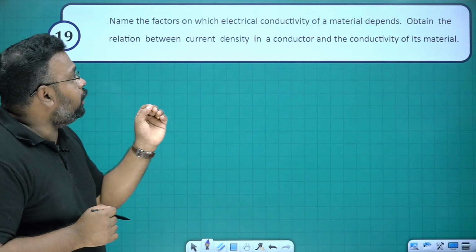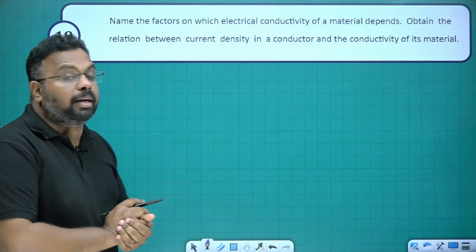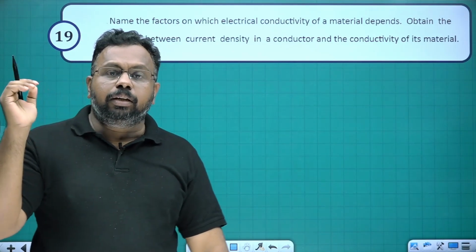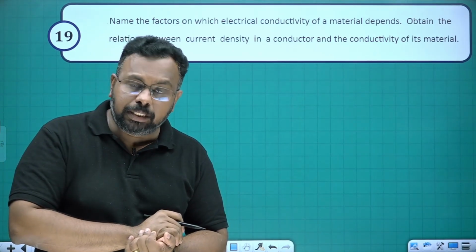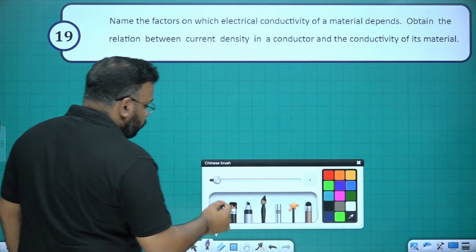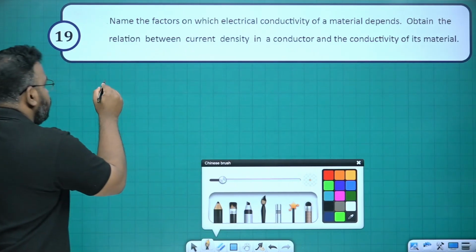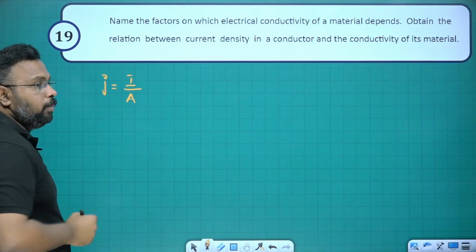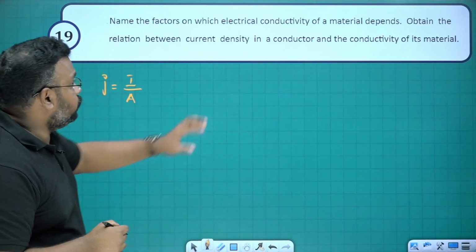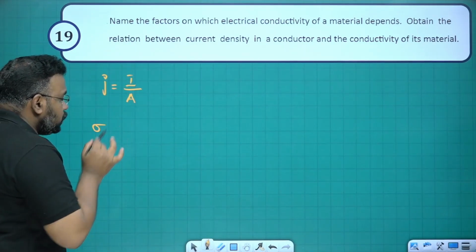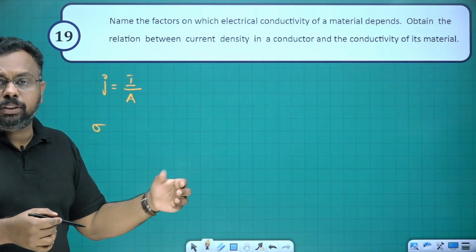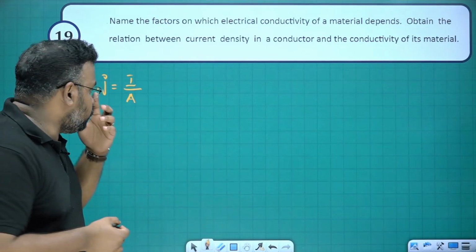Obtain the relation between current density in a conductor and the conductivity of its material. Current density, what is current density? Current per unit area, isn't it? Current density is represented by the letter J. J equal to I by A. This is the formula for current density. And conductivity is sigma. They are asking us to obtain a relation. I think all of you know this. It's part of our direct derivation. Anyway, let me show it.